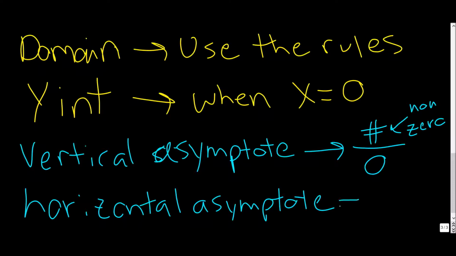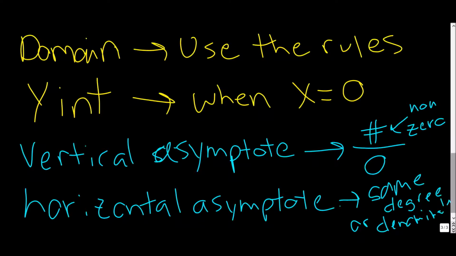Our horizontal asymptote, this one's a little bit different. This is going to happen when we end up with either the same degree or the denominator has a larger degree.